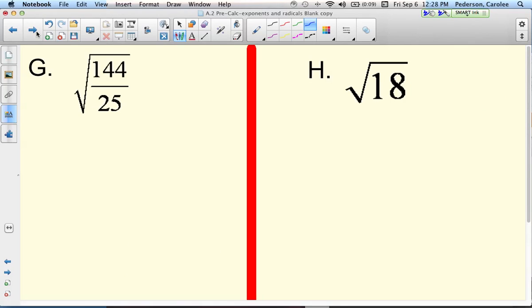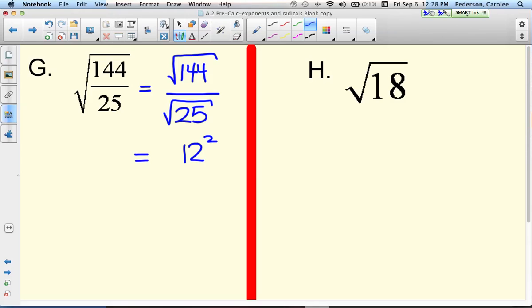Question G is a radical, and inside that radical is a fraction. The rule is you can separate that fraction into 2 separate radicals, the square root of 144 and the square root of 25. Now some of you might have memorized that the square root of 144 is 12, and the square root of 25 is 5. If you didn't, rewrite this as 12 squared and 5 squared.